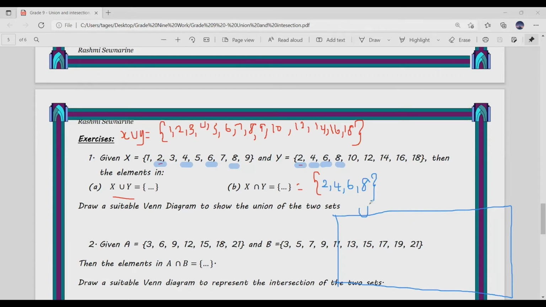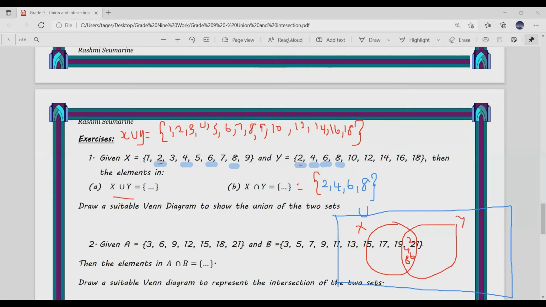So we know that the two circles are going to loop over each other, right? So we have this coming here, and we will have this coming here. And we know what is going to come in the intersection. We will have 2, 4, 6, and we will have 8 coming here. Let's represent this by X, and this is going to be Y.